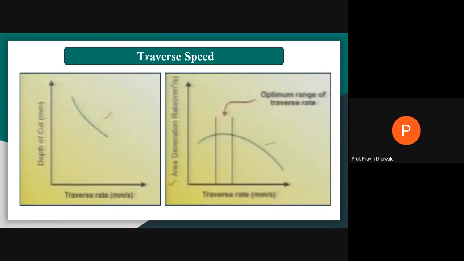I will explain. If you are considering the effect of transfer speed, it may be the transfer speed of a nozzle, or the transfer speed of the workbench where you are mounting the workpiece. If you go on increasing the transfer rate, what is happening? The depth of cut reduces. If the transfer rate is slower or minimum, at that time you are getting a higher depth of cut.